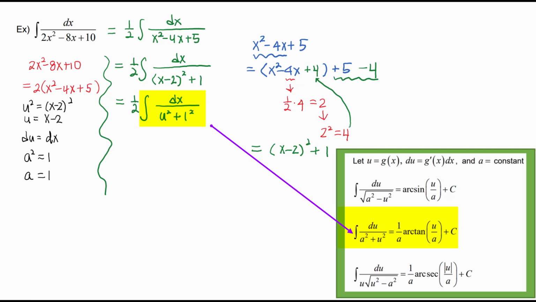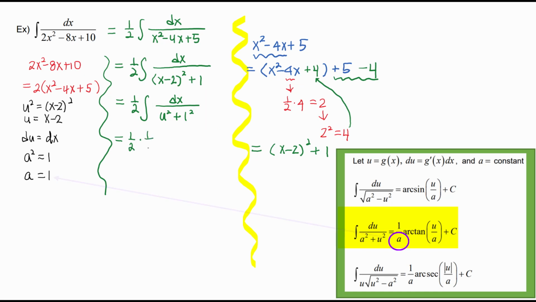Wait a minute. We have the arctangent formula as du over a squared plus u squared. Well, a squared plus u squared is the same as u squared plus a squared because addition is commutative. However, subtraction is not commutative. So with the arcsine and the arcsecant, a squared minus u squared is not equal to u squared minus a squared. So we gotta be careful. But with the arctangent, it's okay for the denominator to be either a squared plus u squared or u squared plus a squared.